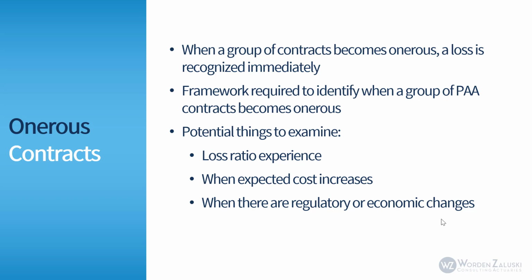Finally, we'll talk about onerous contracts. So when a group of contracts becomes onerous, a loss is recognized immediately. And we need a framework required to identify when a group of PAA contracts becomes onerous. So some potential things to examine would be the loss ratio experience. If, for example, expected costs increase, that would increase your loss ratio and may drive the group of contracts to be in an unprofitable position. Or if there are regulatory or economic changes, those could adversely impact the claims or expenses of the group of policies, and that could push the group into onerous territory.